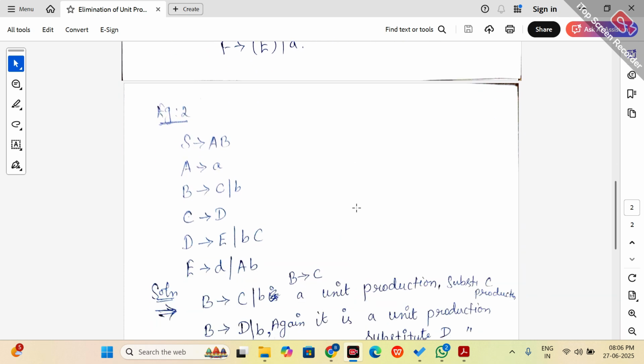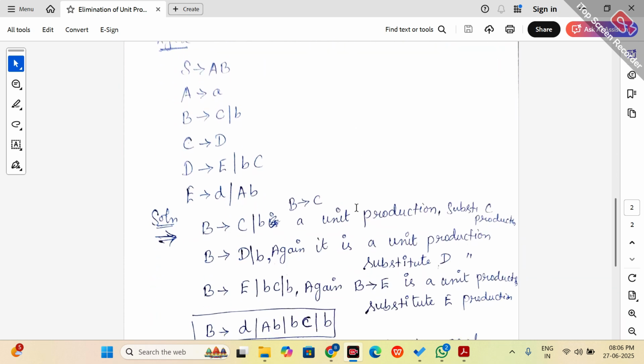There is one more example. S tends to AB, A tends to a. So in the first grammar, S tends to AB, it is not a unit production because here two variables are there. If it is a single variable, then it is a unit production. And A tends to a. So it is a terminal symbol. Again, it is not a unit production.